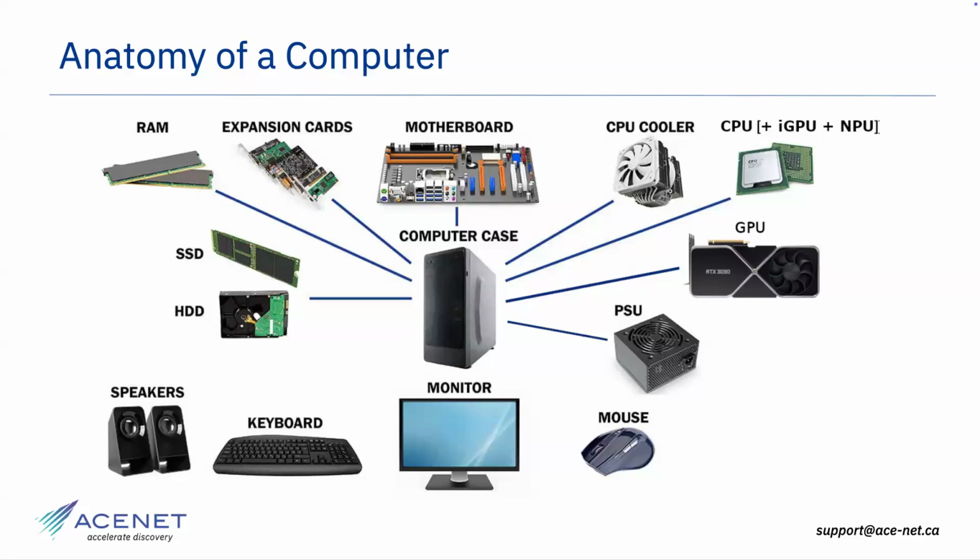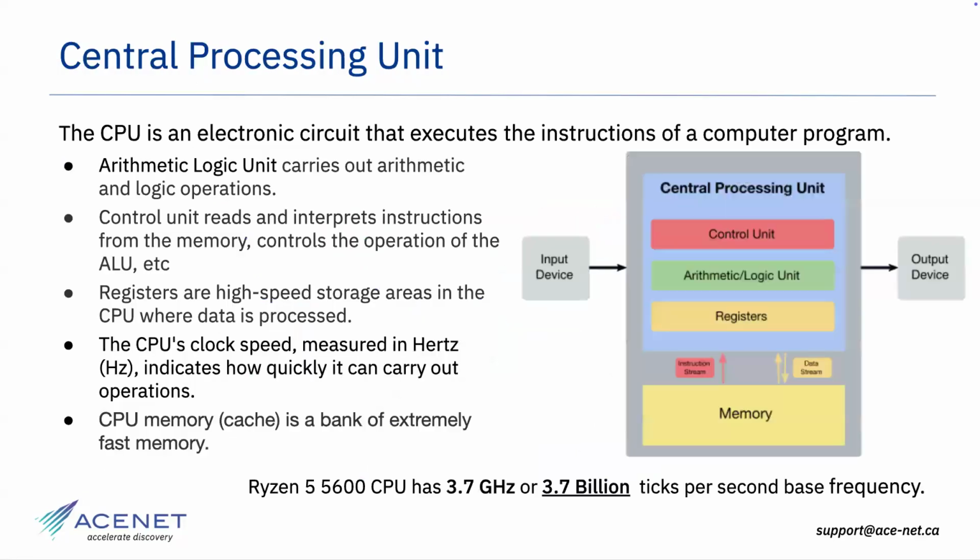Computers can be made smaller and more energy efficient with system on chips. System on chips may, however, not offer the same performance as dedicated discrete CPUs or GPUs because of power and space limitations. So as we move forward, let's take a closer look at some of the most important computer components.